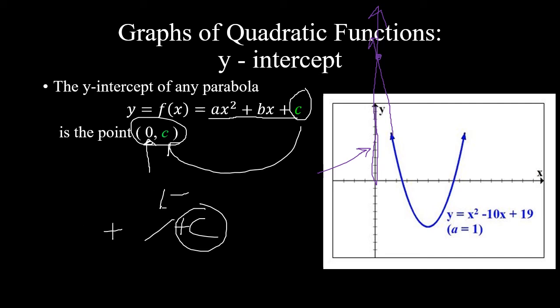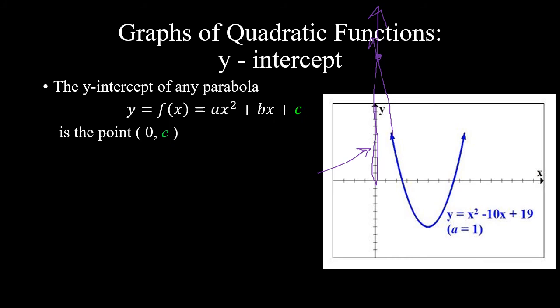Which is going to make it really easy, you guys. This is why I keep saying, always find your a, b, and c coefficients first. It's going to give you so much information. The second we find c, we've also found the y coordinate for our y-intercept. We've basically found our y-intercept.